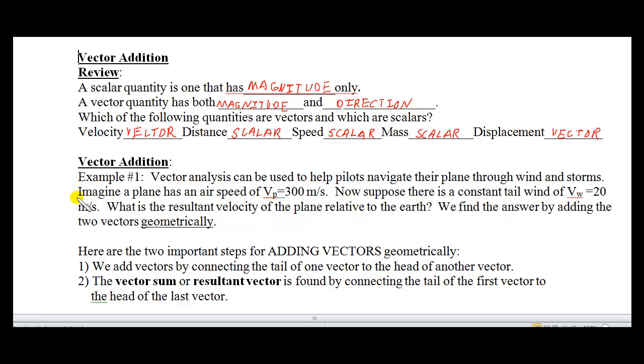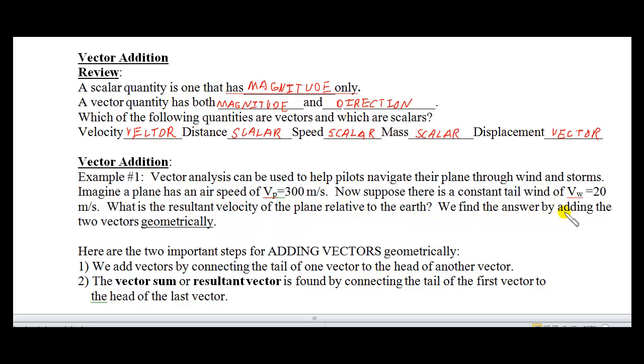Vector analysis can be used to help pilots navigate their plane through wind and storms. Imagine a plane has an airspeed of v sub p, 300 meters per second. The p obviously stands for the plane. Now suppose there's a constant tailwind. This is a wind that's blowing from the back of the plane to the head of the plane. That is, it's blowing from the tail, and it has a velocity of 20 meters per second. That's the velocity of this wind. And as you might guess, it would make the plane go faster. In fact, what's the resultant velocity of the plane relative to the ground? As you might guess, it's 320 meters per second.